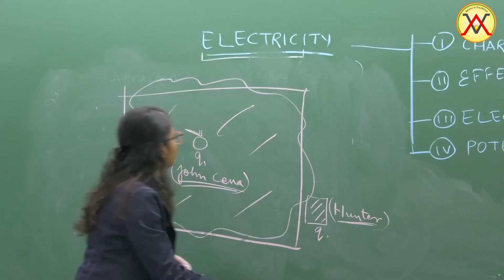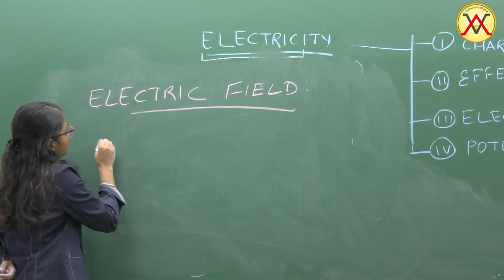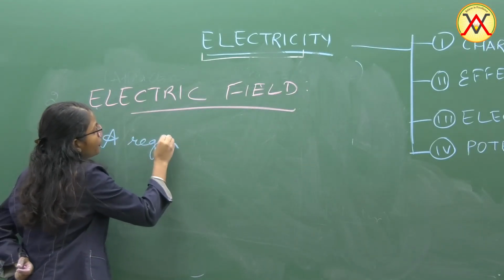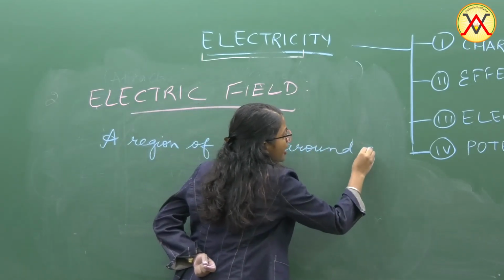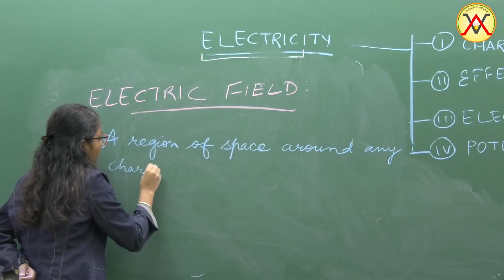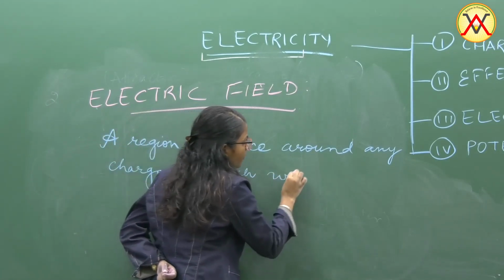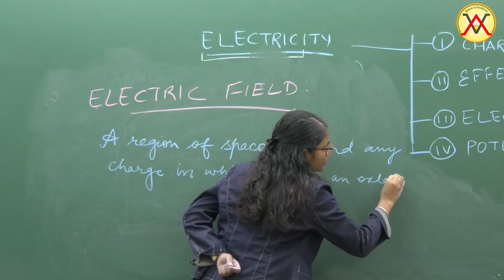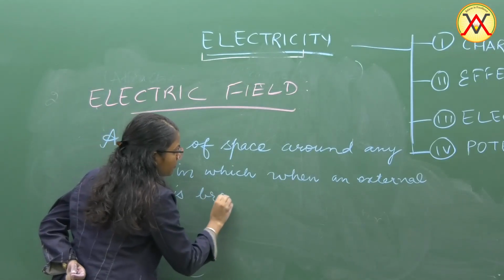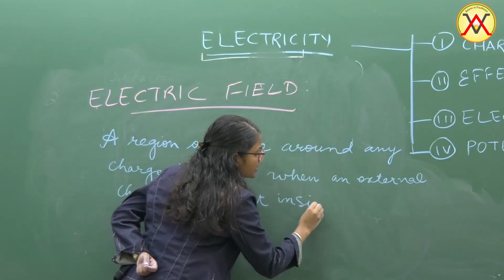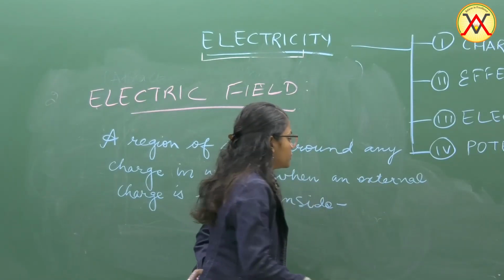So, having said that, can we now discuss the definition of electric field? Electric field is nothing but a region of space around any charge in which, when an external charge is brought inside, what happens when this external charge is brought inside? That external charge experiences a force which is actually Coulomb's force.